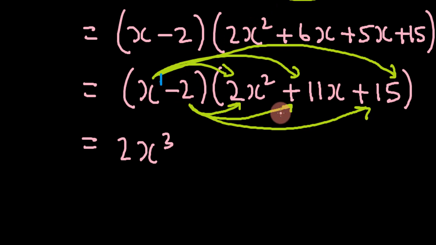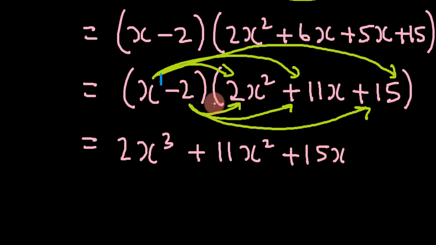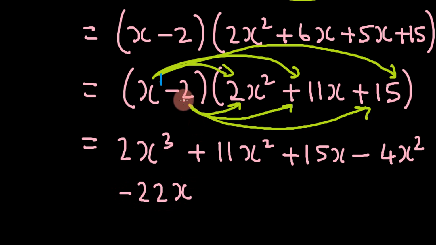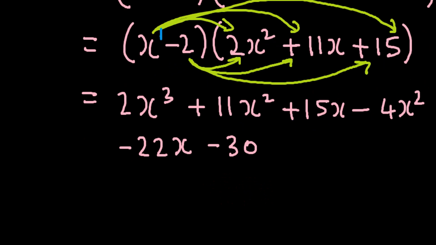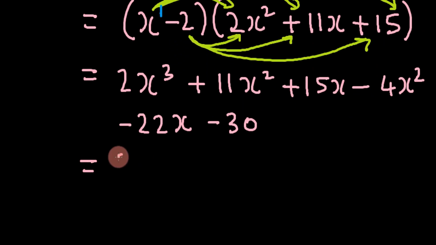Then x times 11x is 11x squared. Then x times 15 will give us 15x. Then negative 2 times 2x squared will give us negative 4x squared. Negative 2 times 11x is negative 22x. And negative 2 times positive 15 is negative 30. We can add like terms.